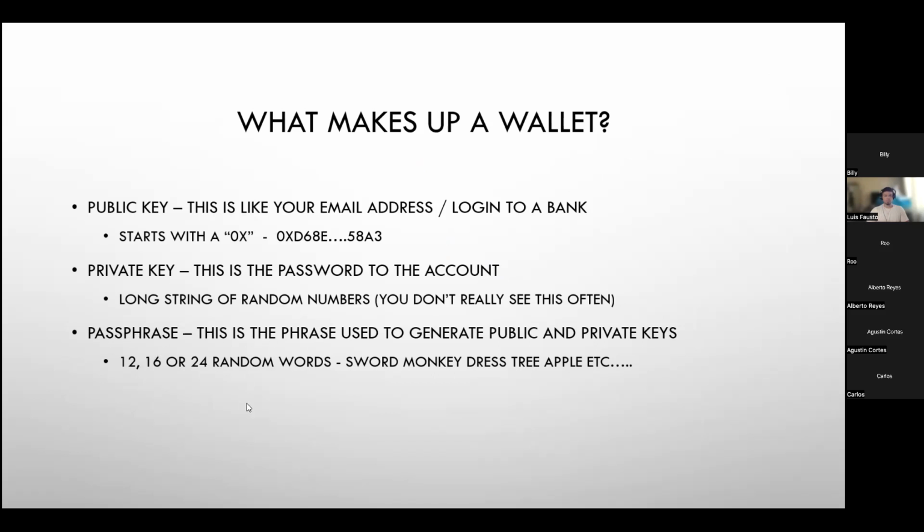This is the phrase that they use to generate the public key and the private key. It's all math in a sense. It consists of 12, 16, or 24 random words in that specific order. So if you have these words like sword, monkey, dress, and then you put monkey first, that's not going to match up with your private key and public key. It doesn't work that way. It has to be in that certain order. Any questions or anything so far?